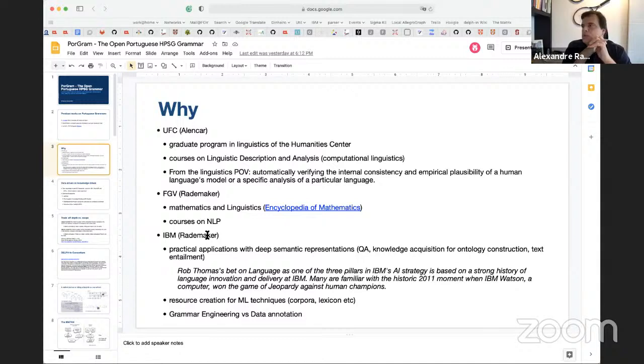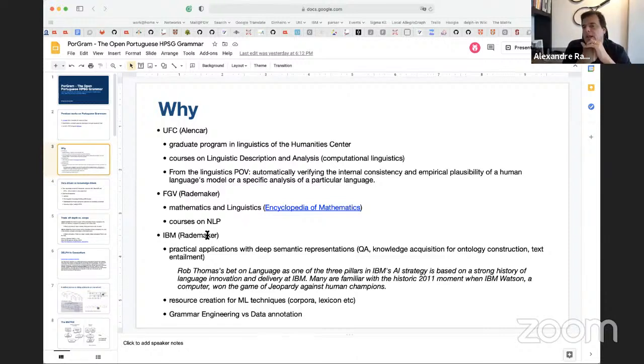And IBM has a long-term history in NLP, right? So this is not something new for IBM. We have many textbooks where, when you look at the authors, you see that the book came from IBM Research. And this is a long tradition.